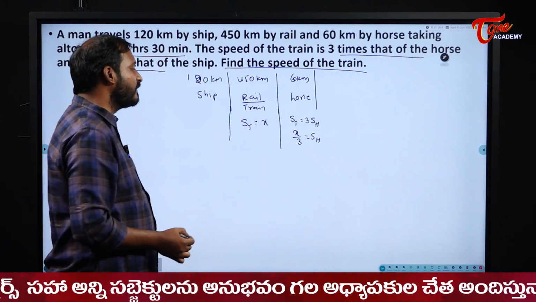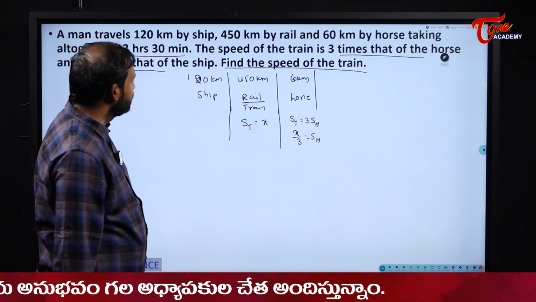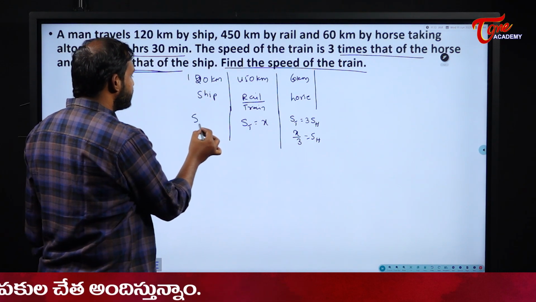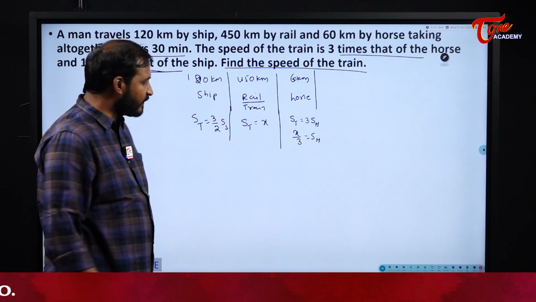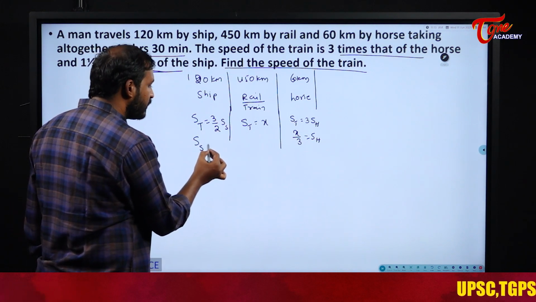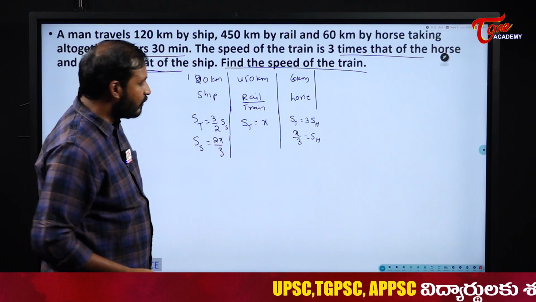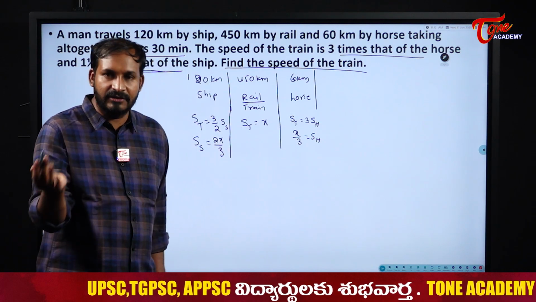When it comes to speed of ship, what is the relation between speed of ship and speed of the train? It is 1.5 times the speed of ship. That means speed of train is equal to 3 by 2 times the speed of ship. So from this, speed of ship is equal to 2x by 3. Now we have the speeds in terms of x. Anyway, x is our speed of the train, we need to find that one.